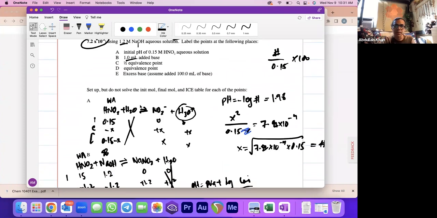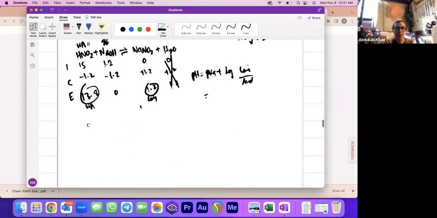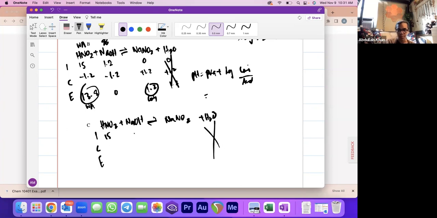C, half of the equivalence point, no problem. HNO2, NaOH, NaNO2, H2O. ICE, millimoles, 15. Don't care. Half of the equivalence point means do halvesies, so 7.5. Equivalence titration means put all of it, 15. 0, so once again, react to completion. So you got 7.5.